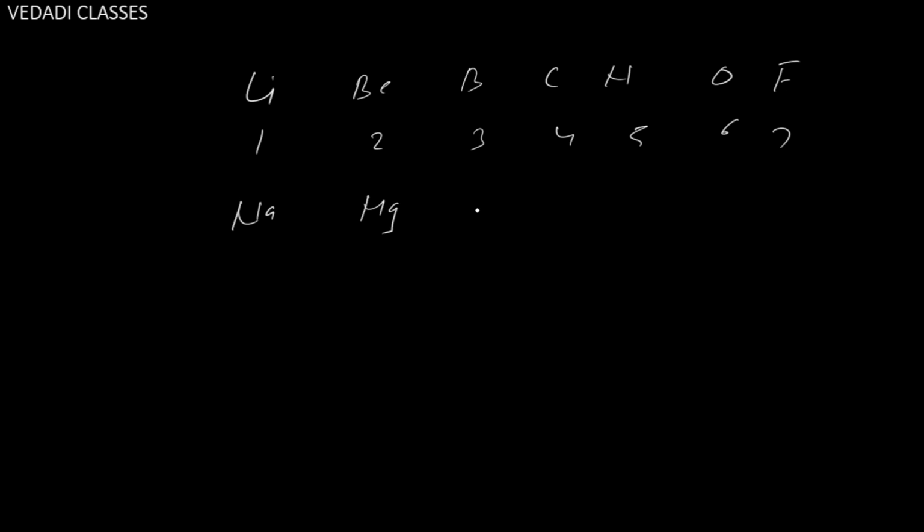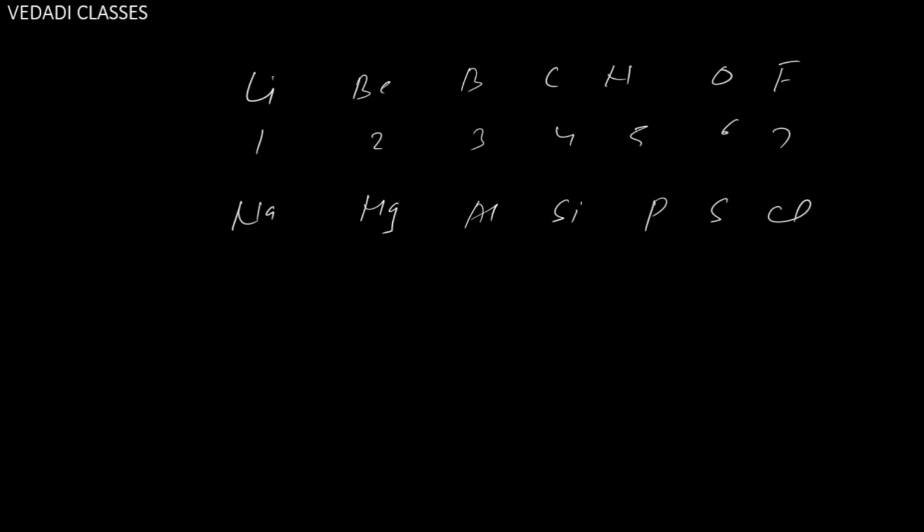I would like to give you some examples, like lithium, beryllium, boron, carbon, nitrogen, oxygen, fluorine. At that time, inert gases had not been discovered. So the eighth one, counting first, second, third, fourth, fifth, sixth, seventh, eighth, was sodium. Then magnesium, aluminum, silicon, phosphorus, sulfur, chlorine.